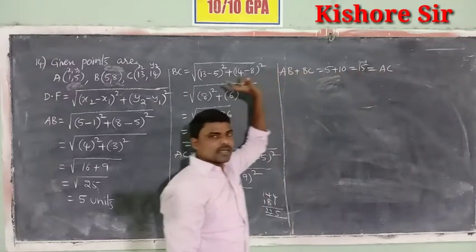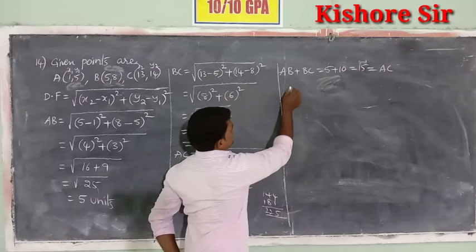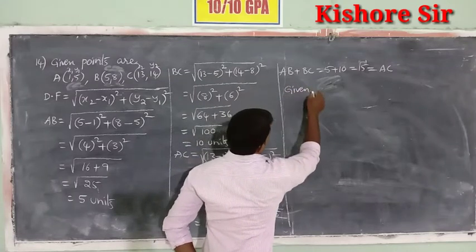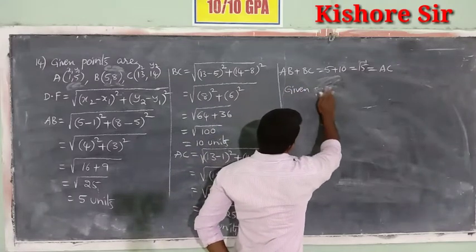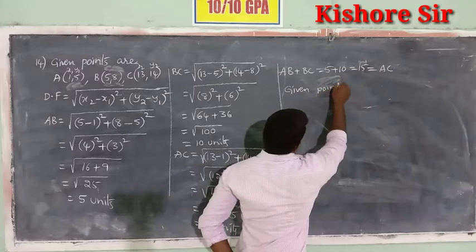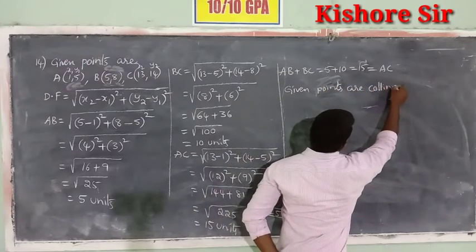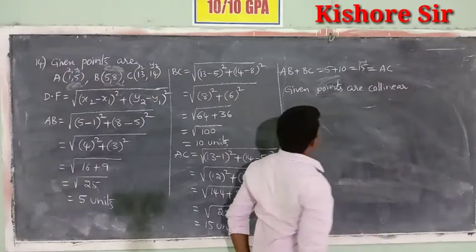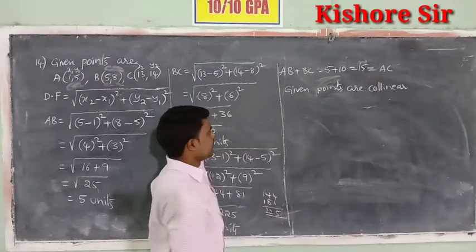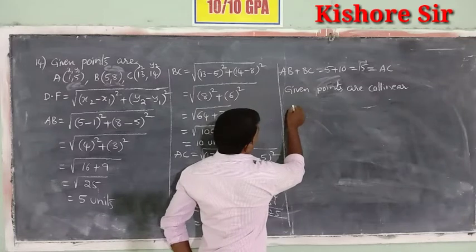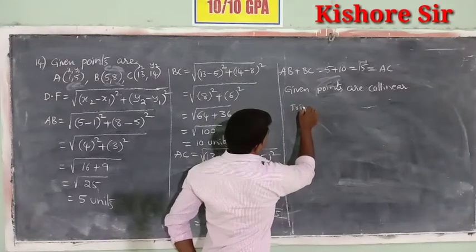So the given 3 points are collinear. Given points are collinear. So therefore, a triangle cannot be formed.